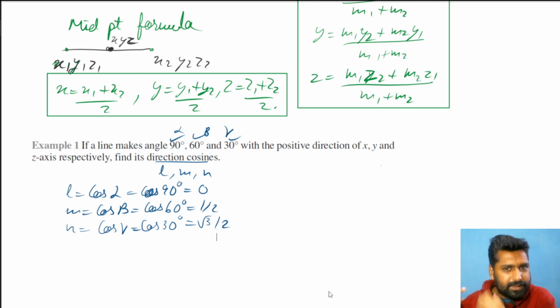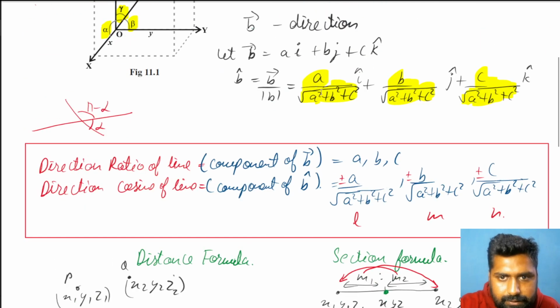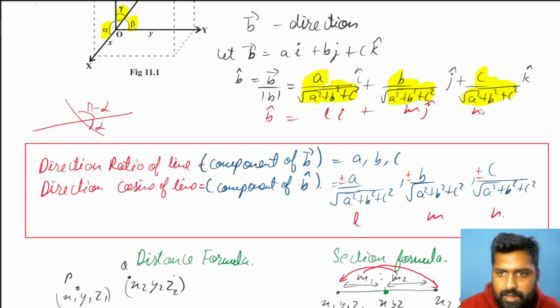We can think about it like this: directly or indirectly, this information gives us the b vector. Not exactly the b vector. What was b cap? b cap was the direction. Didn't I mention this? This is L, M, N. So basically your b cap vector is L i cap, M j cap, N k cap. So if you know L, M, and N, you know your b cap vector. b cap vector indirectly means b vector. At least you know the direction in which the line will go.